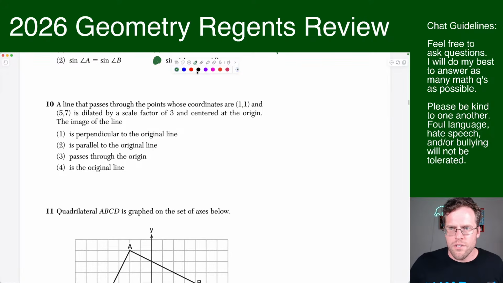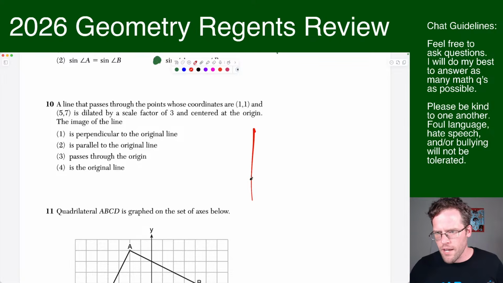All right, question 10. Here we have a line that passes through the points whose coordinates are (1, 1) and (5, 7), dilated by a scale factor of 3, centered at the origin. Okay, the image of the line. Oh, so this is just a concept. So the center is (0, 0), and then (1, 1) is over here, but (5, 7).